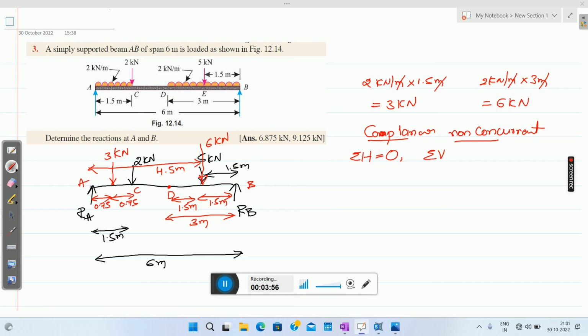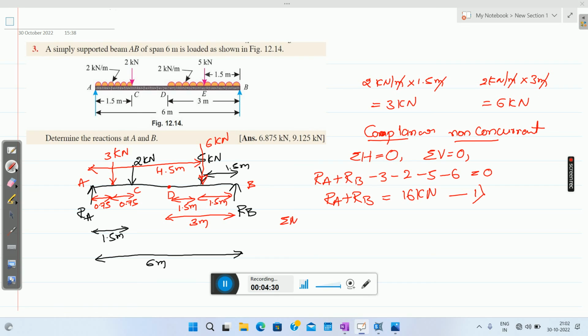Next use the second condition, that is sigma V equals 0. Already you know the sign convention. So reaction RA plus reaction RB minus 3 kilonewton minus 2 kilonewton minus 5 kilonewton minus 6 kilonewton equals 0. If you simplify this, you will get RA plus RB equals 16 kilonewton. Call this equation number 1.